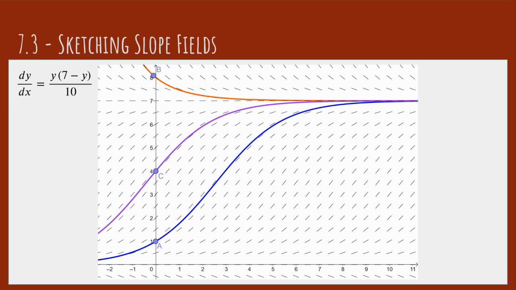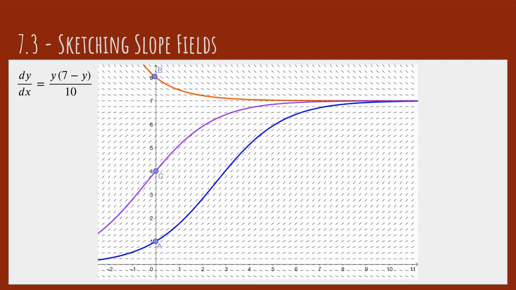Notice that all of these solutions have a horizontal asymptote at y equals 7. I think that makes sense because as the function gets closer to a y value of 7, the derivative is going to get closer to a slope of 0, and we do end up with a horizontal asymptote there. Also, we do end up with horizontal asymptotes going to the left, at least for these two initial conditions, at y equals 0 for the same reason.